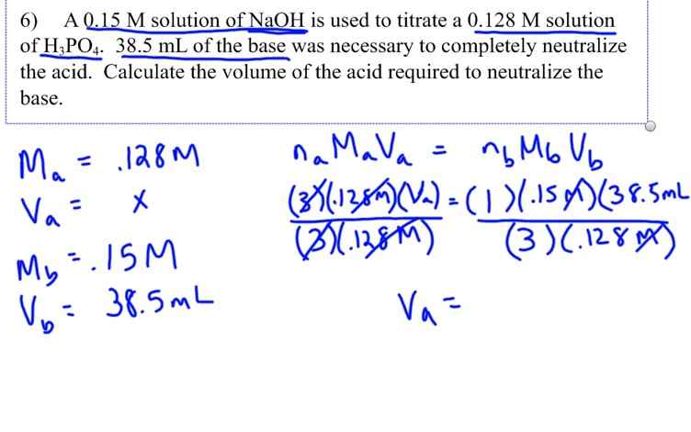Well, molarities cancel, and so 0.15 times 38.5 divided by 3 and divided by 0.128, again rounding our answer to, let's see, probably 2 significant figures. We should find out that this works out to be 150 milliliters.